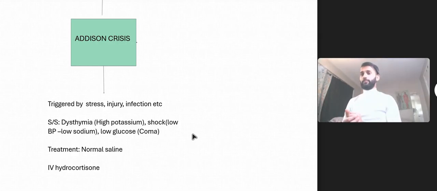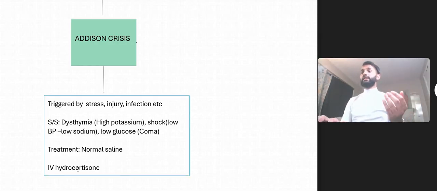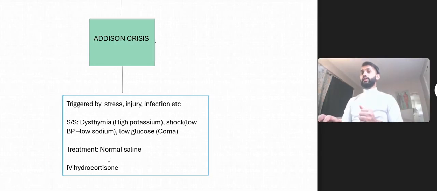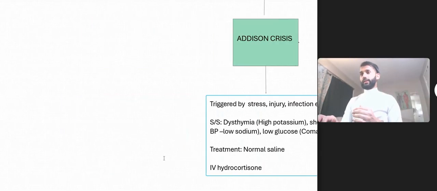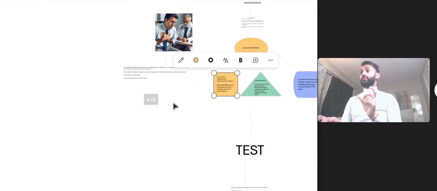So what's the treatment? We can give them normal saline and treat it. Lastly, we can give them IV hydrocortisone, because IV hydrocortisone will increase the cortisol. Normal saline will maintain the sodium level in the blood. And that's everything we had for our adrenal cortex.